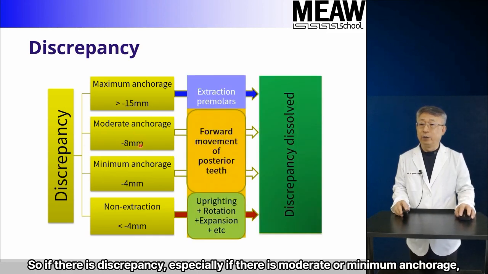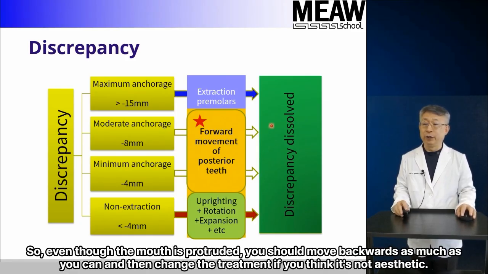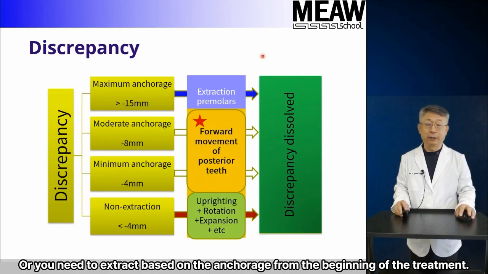So if there is discrepancy, especially if there is moderate or minimum anchorage, it is necessary for the posterior teeth to move forward to solve discrepancy. So, even though the mouth is protruded, you should move backwards as much as you can and then change the treatment if you think it's not aesthetic. Or you need to extract based on the anchorage from the beginning of the treatment.